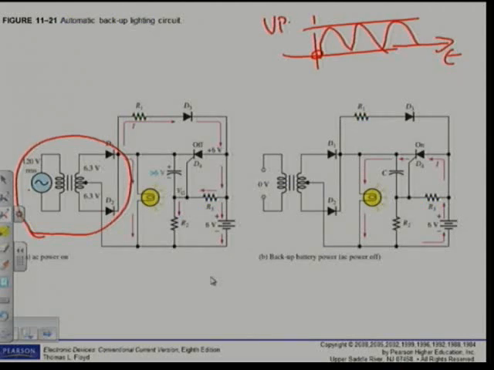Now what will happen? Let's have a look. Due to that, the power is on in this case. That means the AC power is on. We talk about automatic backup lighting circuit. That means I got my supply on, the AC supply is on. What will happen? That means this light will be fed from my AC supply. At the same time, I will charge this battery through R1, D3.